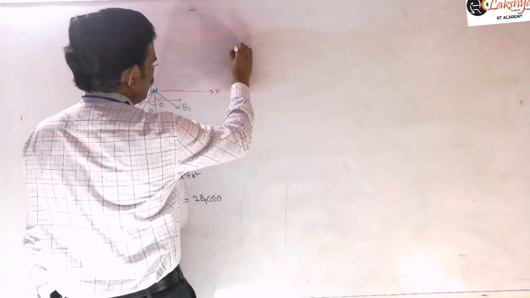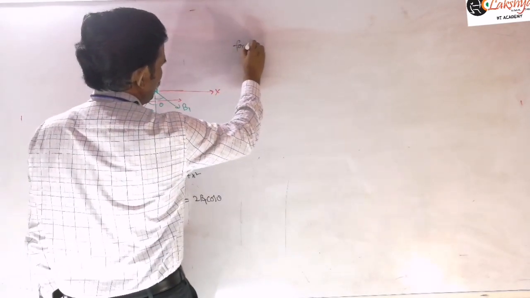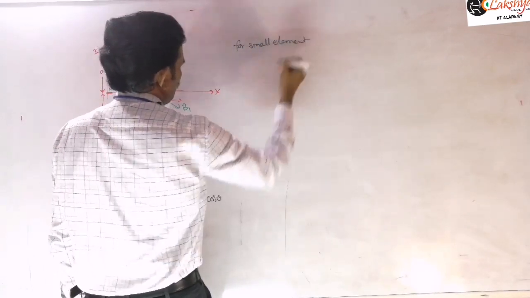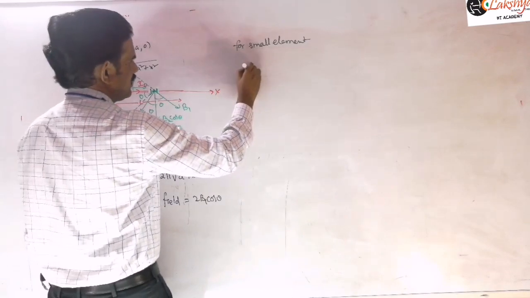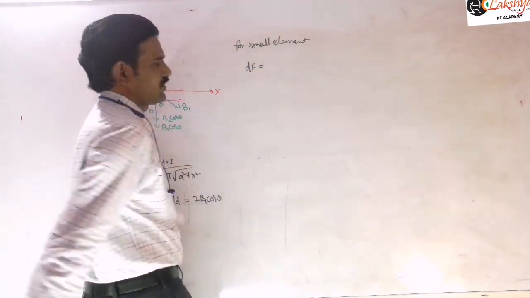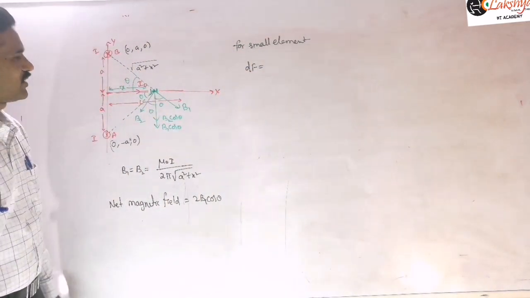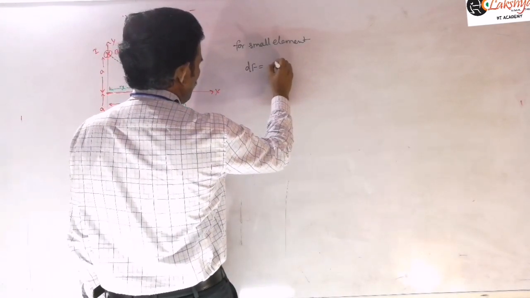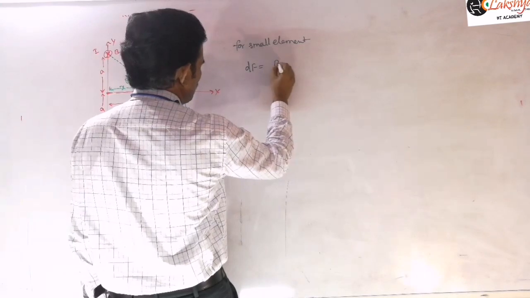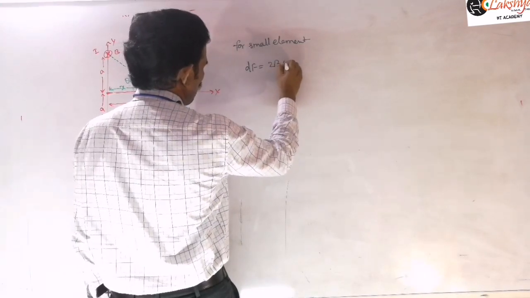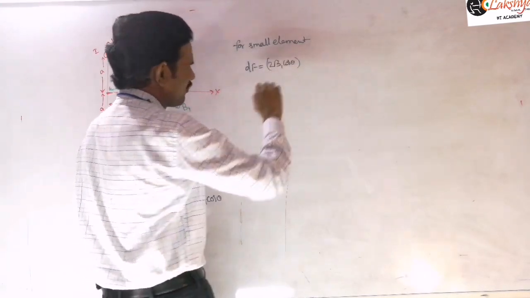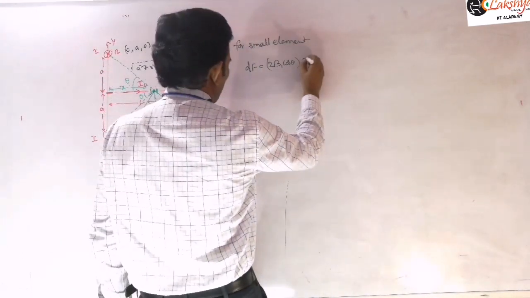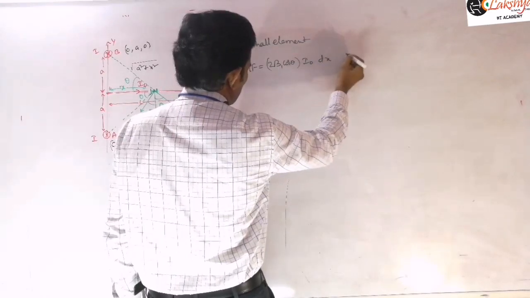Now the force acting on the small element. So for the small element, dF is equal to the force acting on the small element I am writing now. BIL formula we need to write. Here B means 2B1 cos theta, this value, I means I naught, and dL means dx.